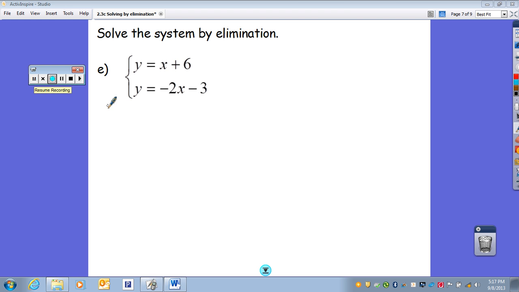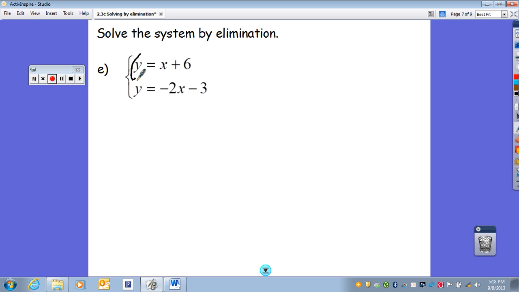In this example, we have the variables lined up. Notice the y's are on one side and the x's are on the other side of the equal sign, but that doesn't matter because they're lined up. We have a couple of choices. We could multiply the top or the bottom equation by negative 1, which would make the y's opposite, or we could multiply the entire top equation by 2, which would make the x's be the opposite.